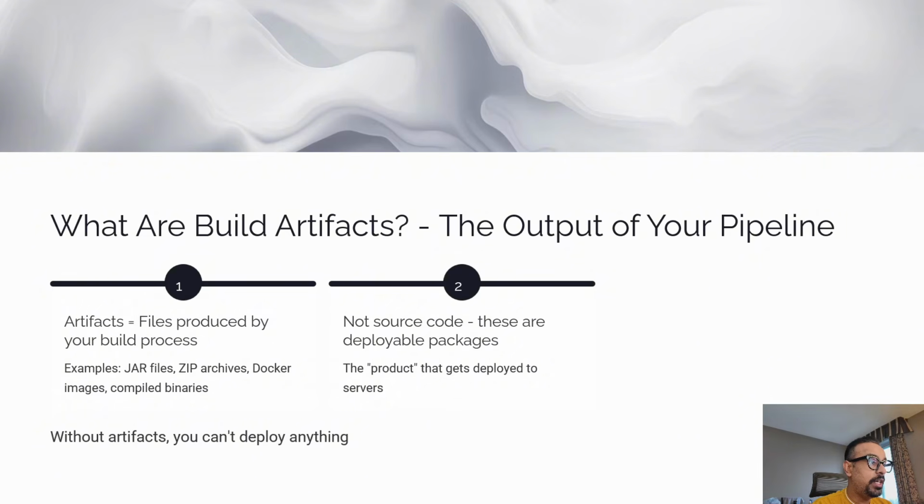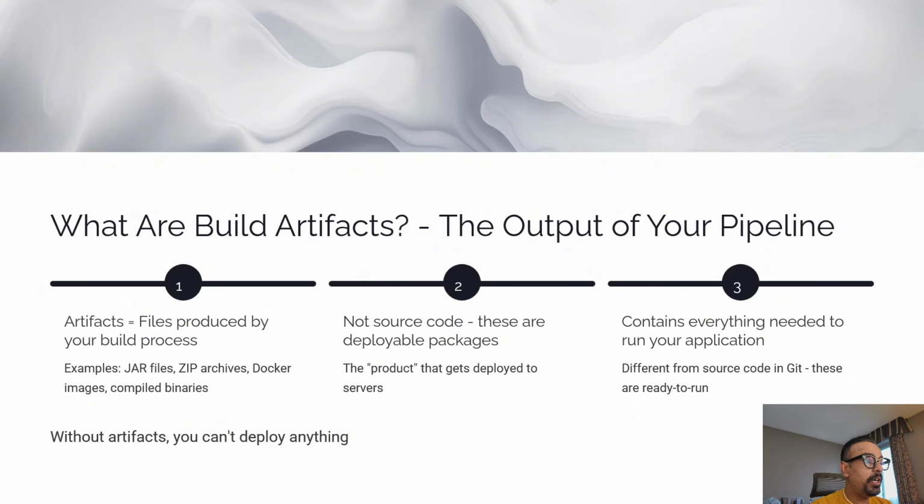So here's the key distinction. Artifacts are not your source code. Source code is what developers write and lives in your Git repository. Artifacts are deployable packages. They are compiled, optimized, and ready to run on the server. Think of source code as ingredients and artifact as the finished product. When CodeBuild finishes building your application, the artifact is what it produces. When CodeDeploy deploys to your servers, the artifact is what it is going to deploy. Without artifacts, your entire pipeline is going to stop. You can't deploy anything. This is why proper management of artifacts is absolutely critical.